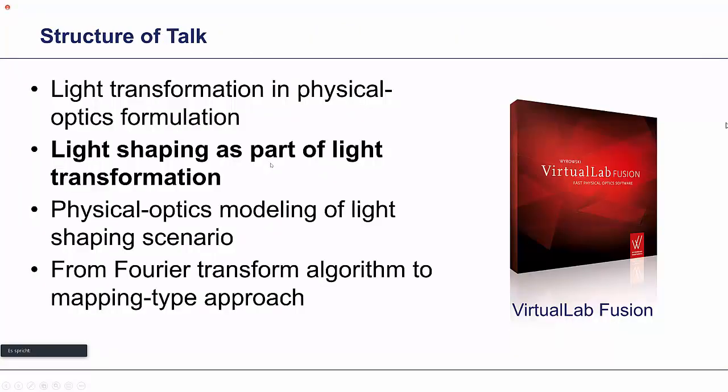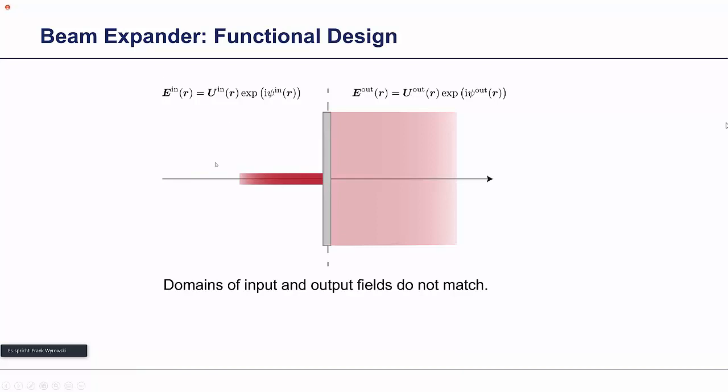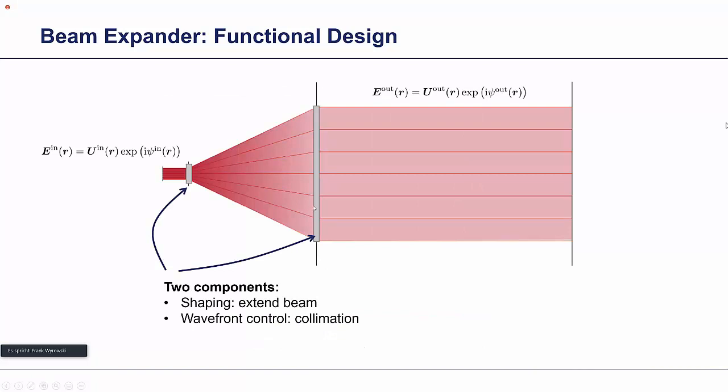Okay, so let's come to light shaping as a part of light transformation. Let's consider this example, a beam expander, a very simple thing. But you see here, the domains of the input beam and the output beam don't fit. So here a wavefront phase is obviously not enough. What we need here is what I call domain and irradiance matching. It means the domains of two beams must match somewhere, and to have energy conservation, the irradiances should be matched. For a beam expander, we all know how to do that.